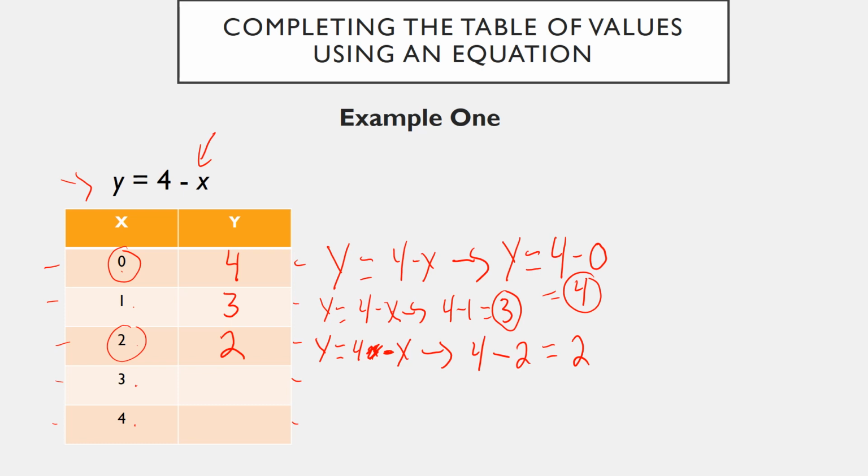We do that again here and substitute in. Y equals 4 minus x. 4 minus, and we got a 3 here. So we have 4 minus 3 is 1.